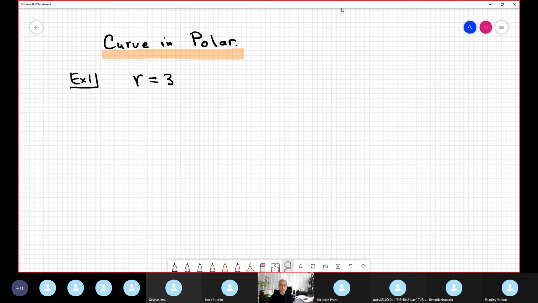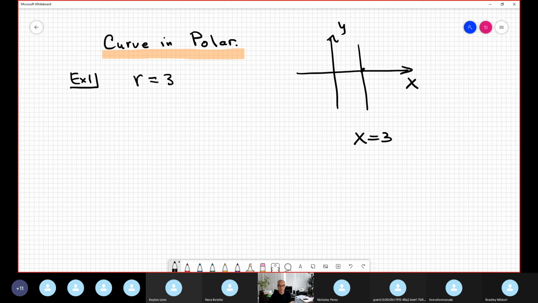In rectangular, let me create an analogy to understand. Suppose the equation x equals 3, not depending on y. Oh, it's a vertical line passing through 3. Yes or no? And y equals 4. Oh, it's a horizontal line passing through 4, right? Because the other variable is missing in the equation.